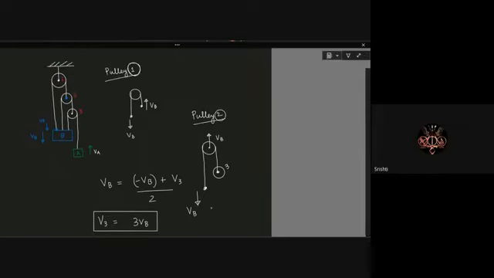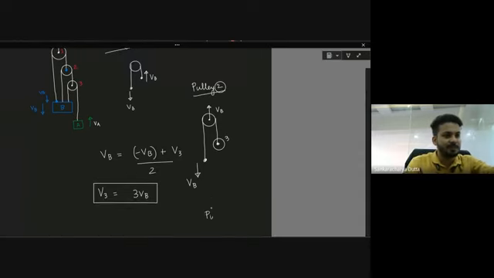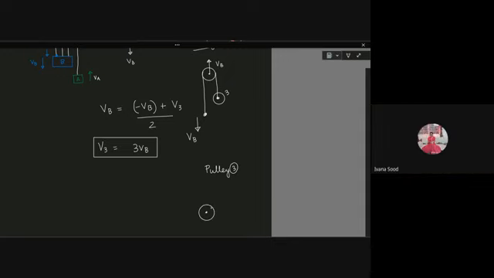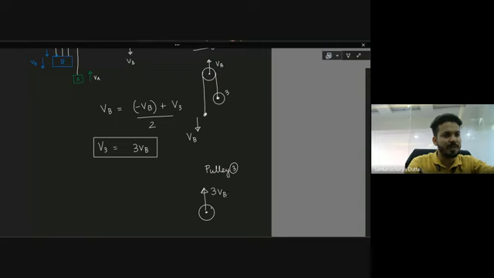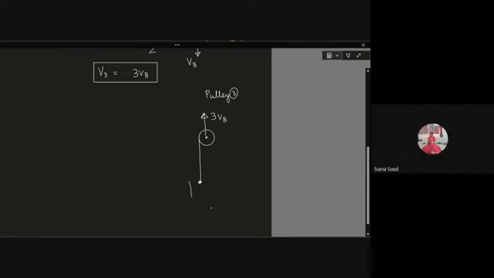Okay, cool. Now let's talk about pulley number 3. What is the velocity of pulley number 3? We just found out, no? It is 3 VB. It is going up with 3 times of VB. What is happening to the left end of this pulley? It's going down by VB.